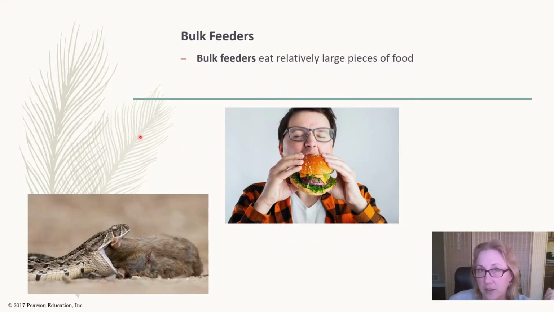We are bulk feeders. Almost all mammals are bulk feeders, with the exception of maybe vampire bats, which are the one example I can think of that would not be a bulk feeder. So bulk feeders consume fairly large pieces of food, which is exactly what we do, and then digest it internally.